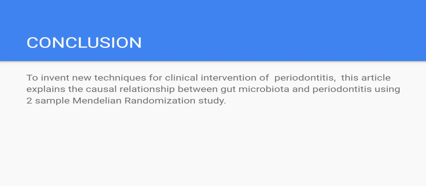Okay, conclusion. So let's move on to the conclusion. To invent new techniques for the clinical intervention of periodontitis, this article explains the causal relationship between the gut microbiota and periodontitis, that is inflammation of the gums, using a two-sample Mendelian randomization study. So it's very good for developing new techniques to prevent periodontitis and to control it.